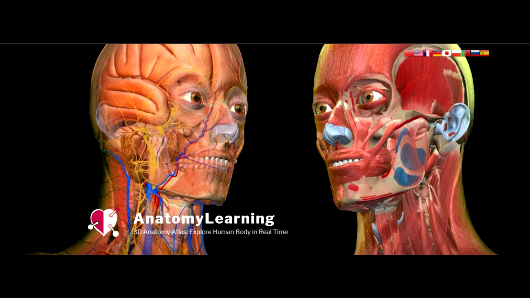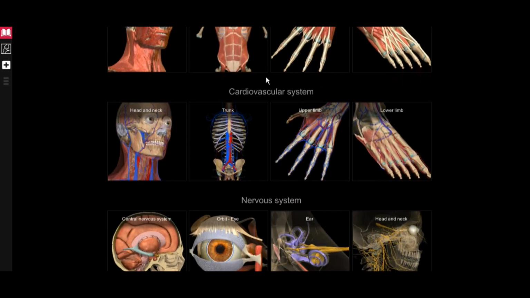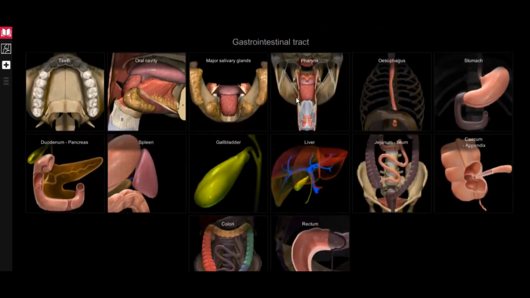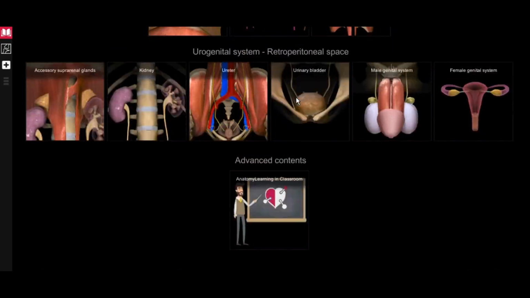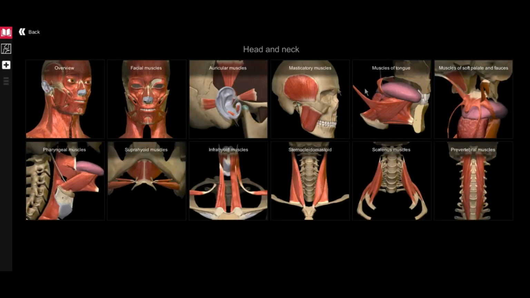Number 2. Anatomy Learning. You can use Anatomy Learning on your smartphone or on your PC. On your smartphone, you can use the Android app available in the Play Store. On your PC, you can open it through the browser. Open it in a WebGL enabled browser like Chrome, then interact with the specific part of the human anatomy by rotating the 3D models or zooming into the parts.